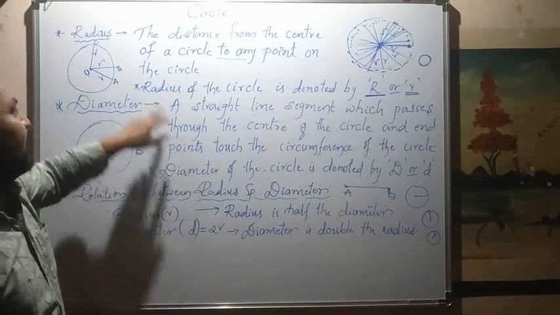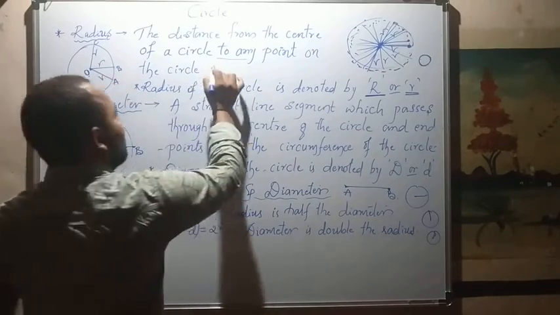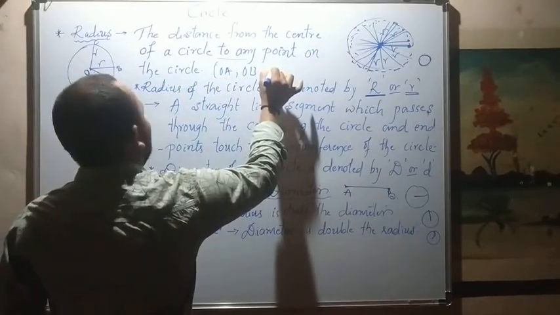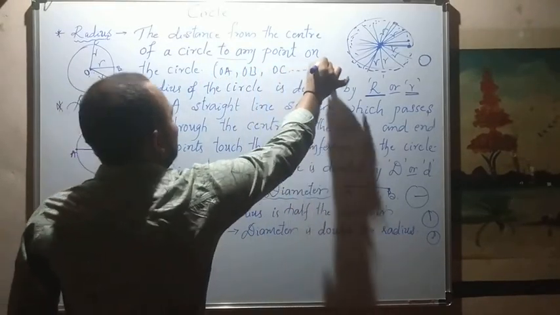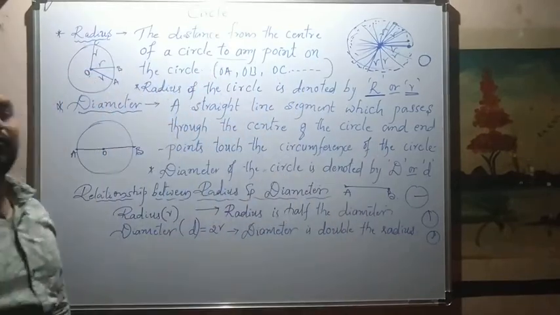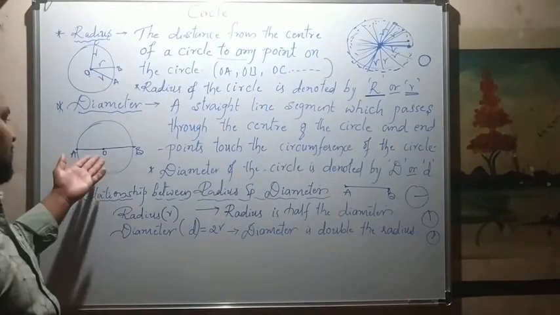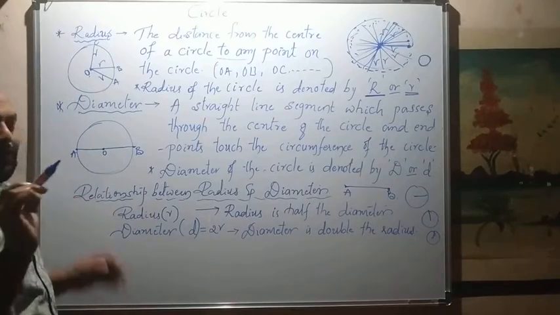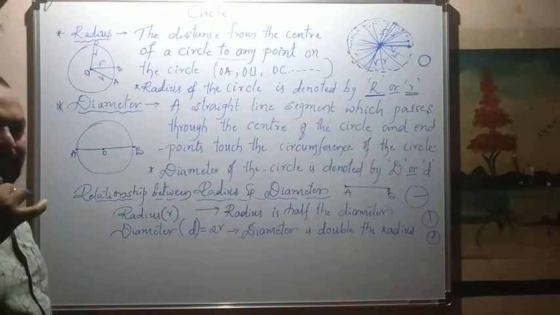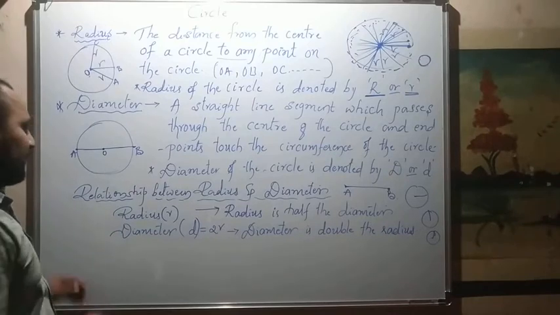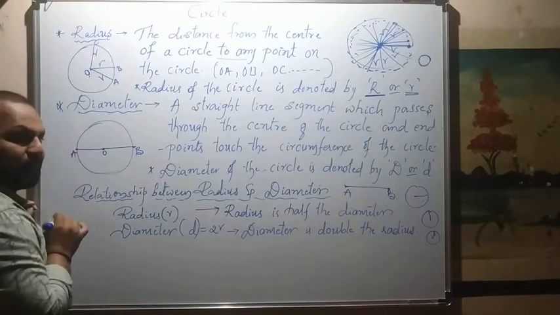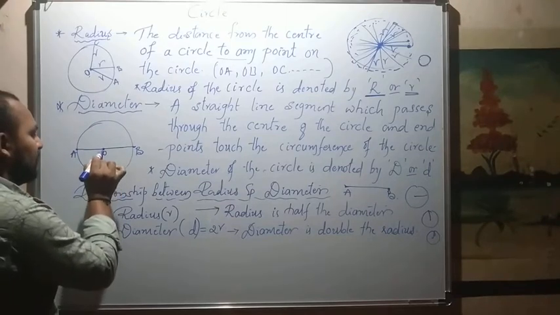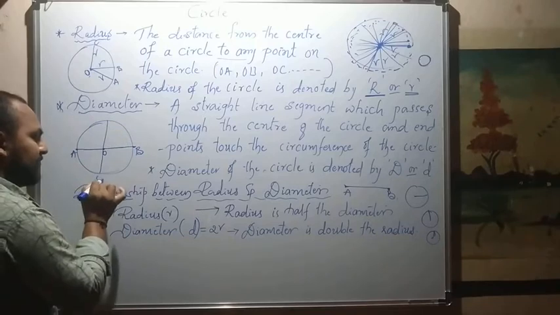Here OA, OB and OC, uncountable, infinite number of radiuses are in one circle. Therefore AB, a line segment must pass through the center, and at both ends it must touch the circumference point. Look, here then this is also radius.